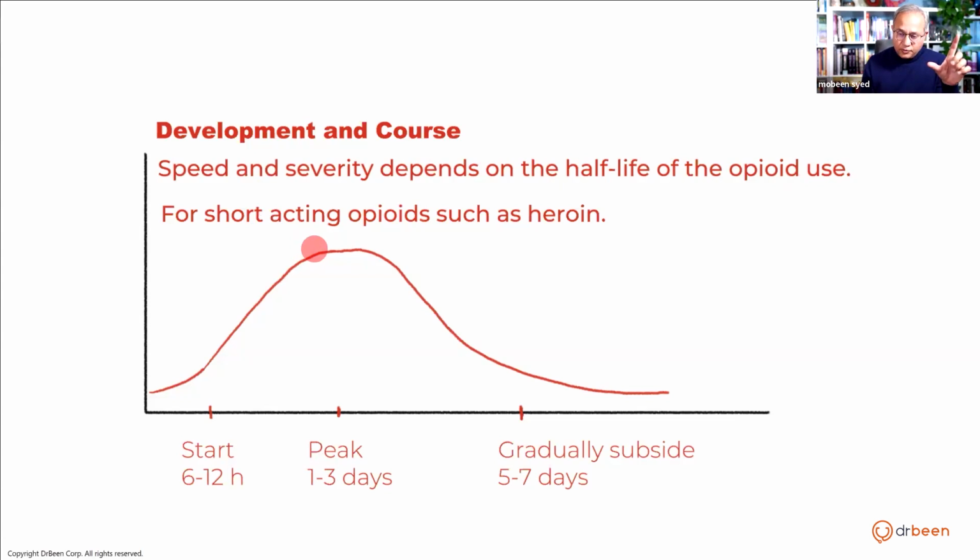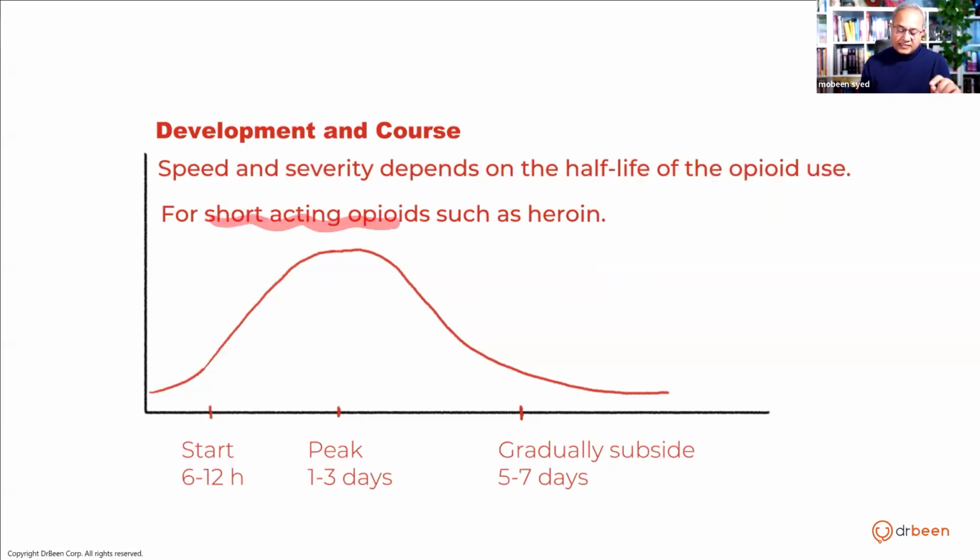So, how long was the opioid used, and what is the half-life of the opioid? That means how quickly or how slowly it is cleared out. And what is the dose of the opioid used? These are very important. Speed and severity depend on the half-life of the opioid used.